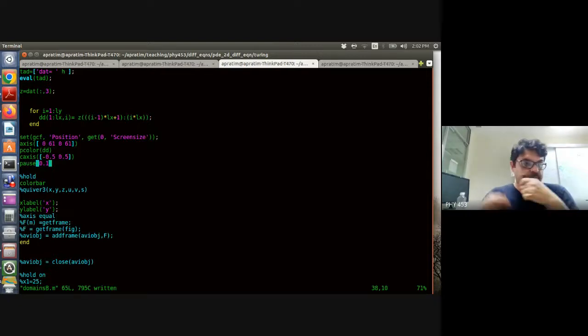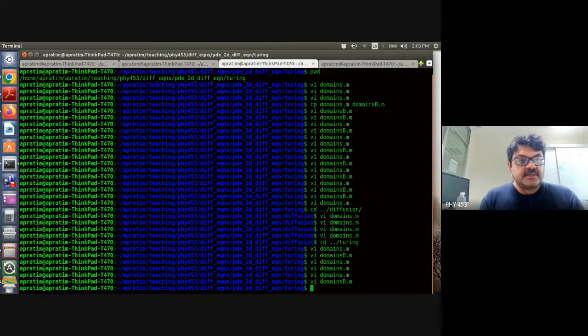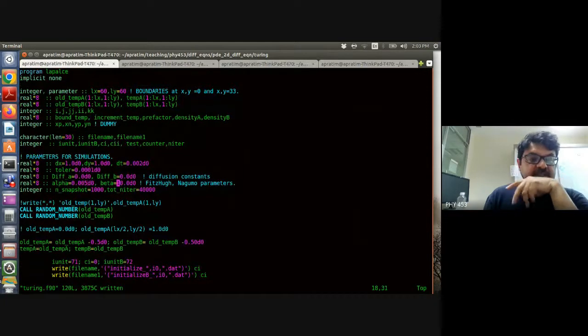Pause is 0.1, 61 by 61 is the lattice size. I think I'm doing fine. Okay. So now just to have a look, suppose alpha equal to 0.005, beta equal to 10. So you have only the Fitzhugh-Nagumo terms without the diffusive term. I mean, diffusive terms have been switched off, not explicitly in the code, but by basically putting the diffusion constant values to be equal to 0. Dt is 0.002, dx dy remains 1.